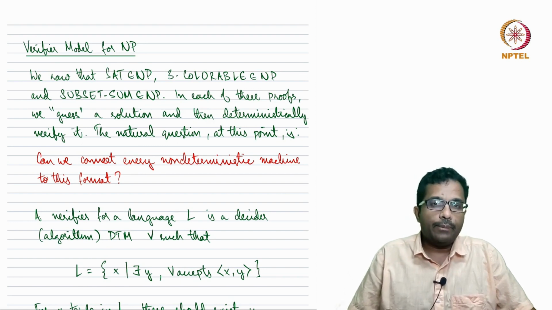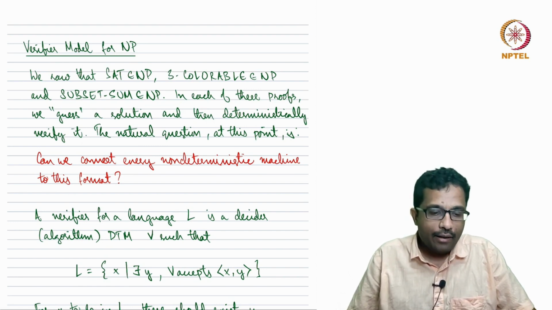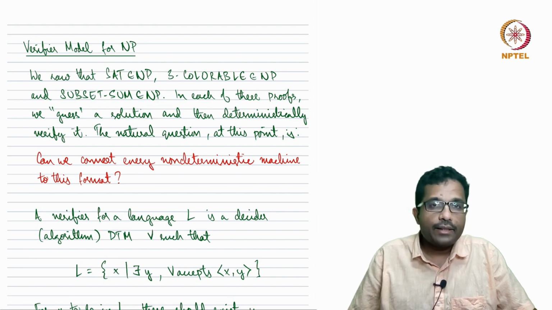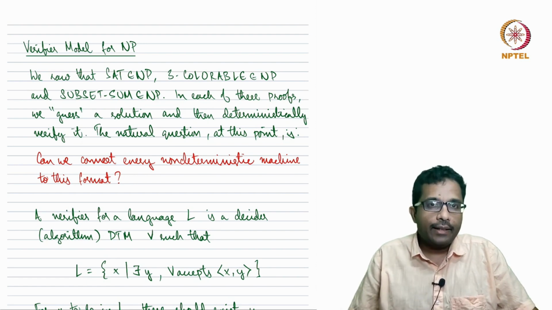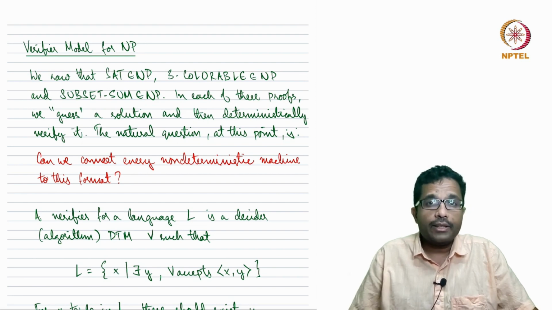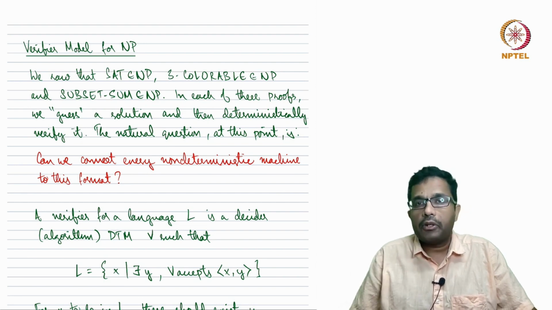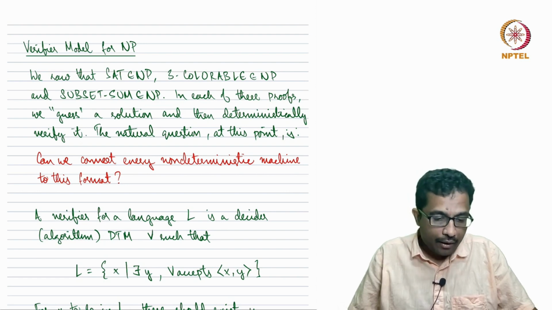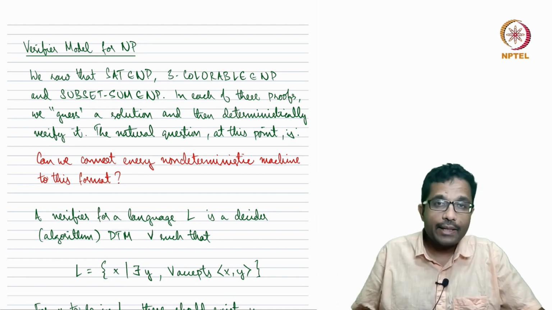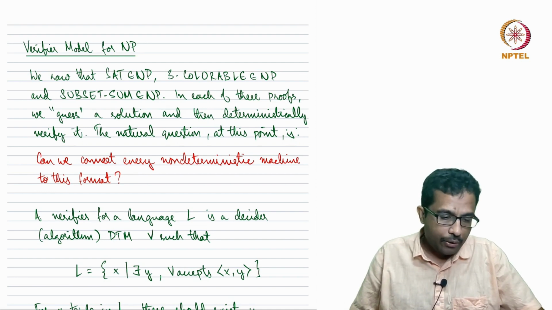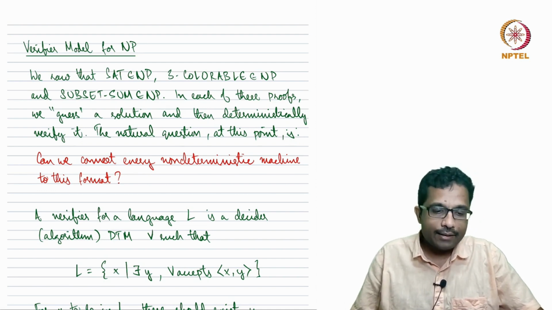In the previous week, in week 9, we saw that NP stands for all the computational problems or all the languages that can be decided by a non-deterministic Turing machine in polynomial time. So that has a non-deterministic polynomial time decider. In this lecture, we will see a different characterization for it, one that is based on verifiers. To understand this characterization, let us take some examples.